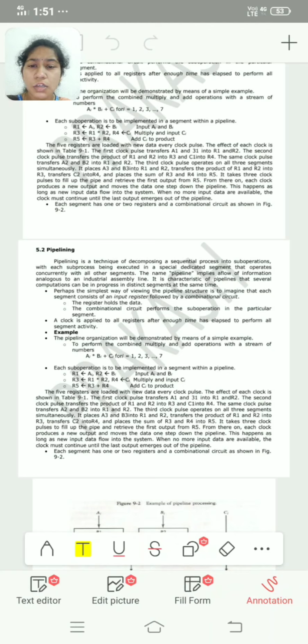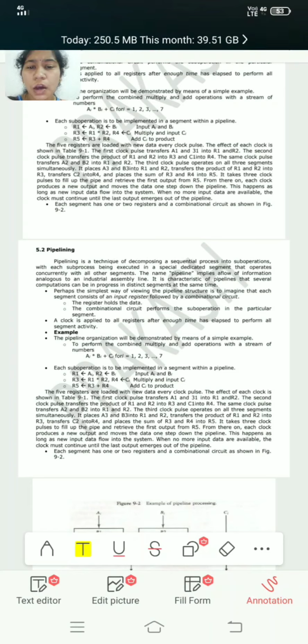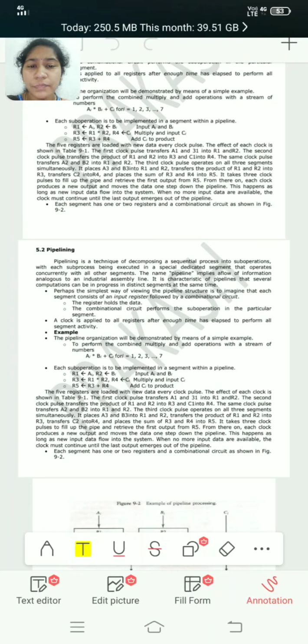It takes three clock pulses to fill up the pipe and retrieve the first output from R5. From then on, each clock produces a new output and moves the data one step down the pipeline. This happens as long as new input data flow into the system. When no more input data are available, the clock must continue until the last output emerges out of the pipeline.